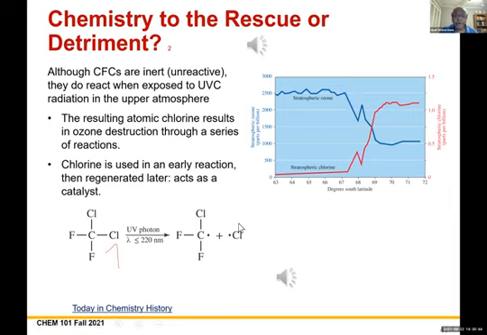So it breaks up with the UVC in the atmosphere and produces chlorine radical. That chlorine radical reacts with ozone, O3 here, and produces breakdown faster. Catalyst is even worse because a catalyst can convert many ozone to breakdown.